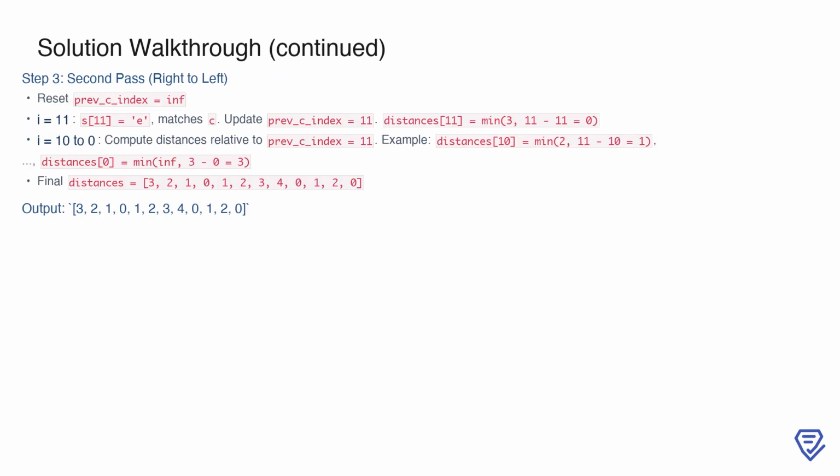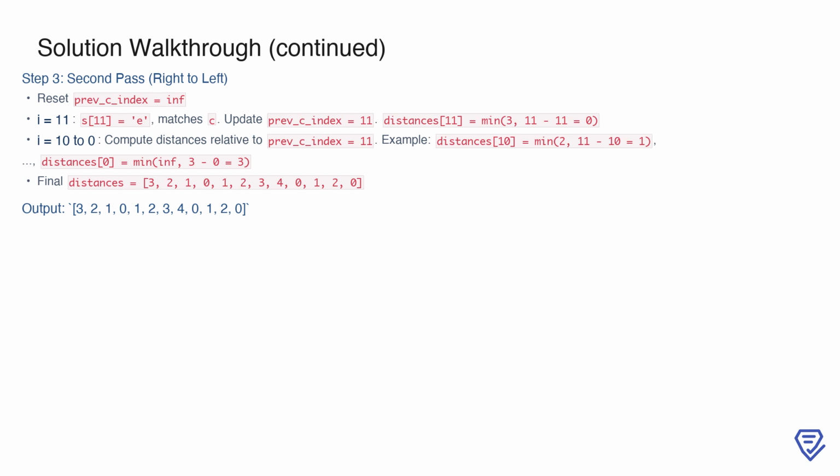Now we perform the second pass, this time iterating from right to left. We reset prev_c_index to positive infinity to start fresh. At index 11, the character is E, which matches our target. Here, we update prev_c_index to 11 and recalculate the distance at index 11. Since the distance was already 3 from the first pass, we take the minimum of 3 and the new distance, which is 11 minus 11, or 0. This updates the distance at index 11 to 0.